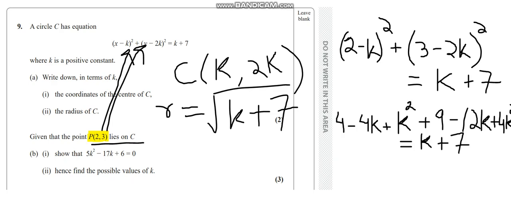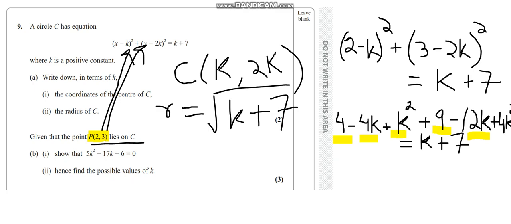we'll get 4 minus 4k plus k squared, plus 9 minus 12k plus 4k squared, and that's equal to k plus 7 as it is. And the next step will be to find the same terms, or you can say the common terms. So that's 4, that's a constant, and 9, so we'll just add them. We have minus 4k and minus 12k, that'll become minus 16k anyways.